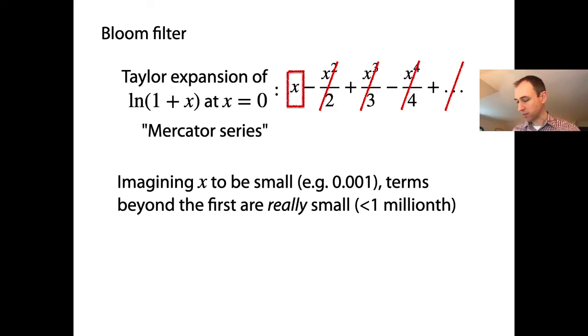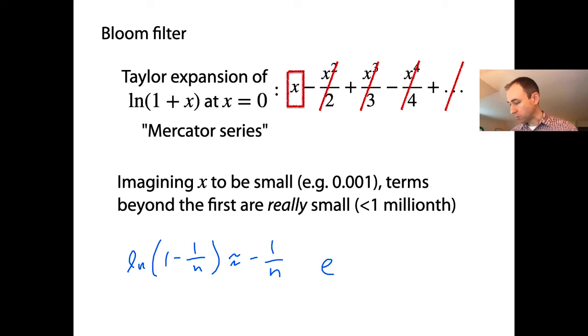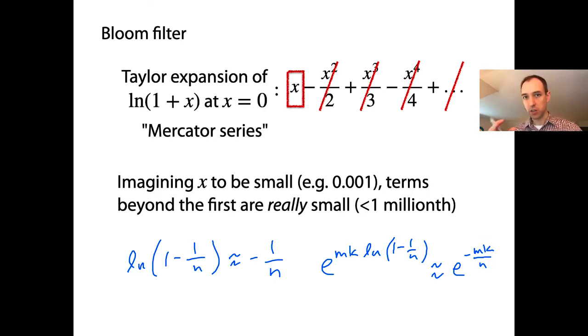That means our approximation for natural log of 1 minus 1 over n is that it is approximately minus 1 over n. And plugging that back into our expression with e, that means we think this is approximately e to the minus mk over n. And this now is a pretty simple expression, right? We've got mk and n all in a simple relationship together in the exponent of e.